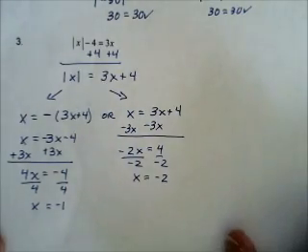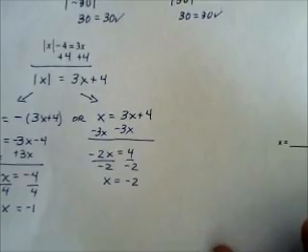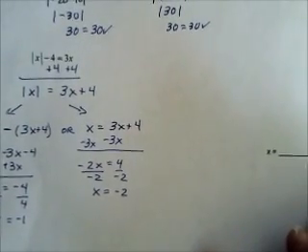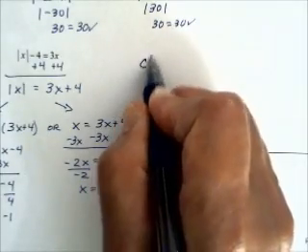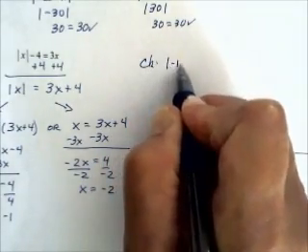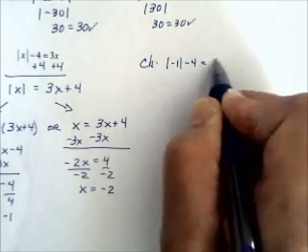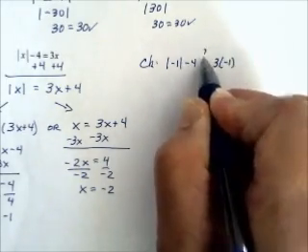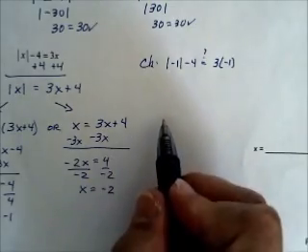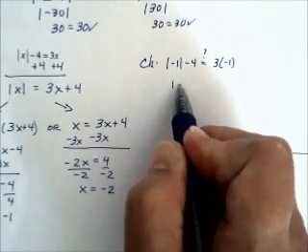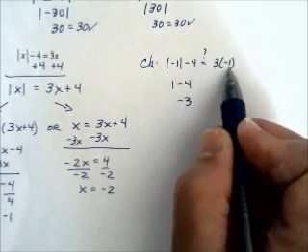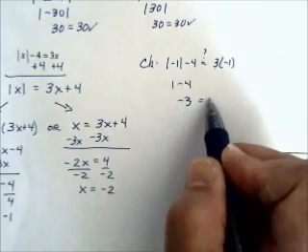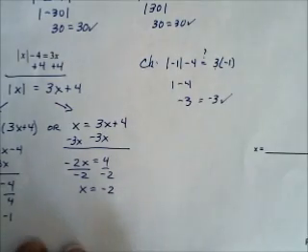Now we must check our two solutions back into their original absolute value equation. So first taking negative 1 and checking, is the absolute value of negative 1 subtract 4 equal to 3 times negative 1? The absolute value of negative 1 is 1. 1 subtract 4 is negative 3. 3 times negative 1 is negative 3. So the x value of negative 1 checks.